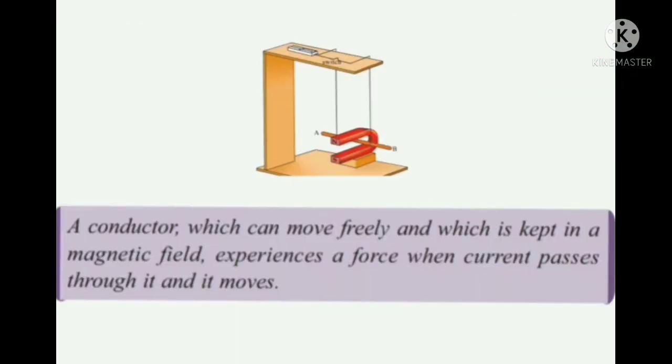Let us see. We know a force is experienced here when current passes through it and moves it. In this case, the insulated copper wire moves into the U-shaped magnet. When we reverse the current, the insulated copper wire moves out from the magnet. So the direction of the insulated copper wire is changed, into the magnet and out from the magnet.